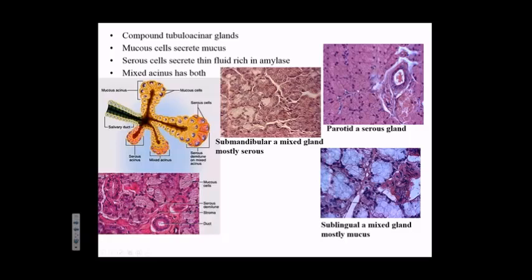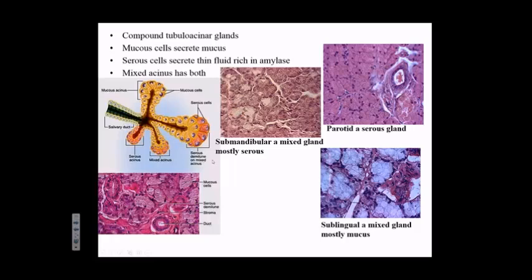So the parotid gland histologically looks like this. It's all a dark color because, as I said a moment ago, serous secretors all stain dark. This is using a different stain, but it still holds true that the serous secretors stain dark and the mucus secretors stain light.